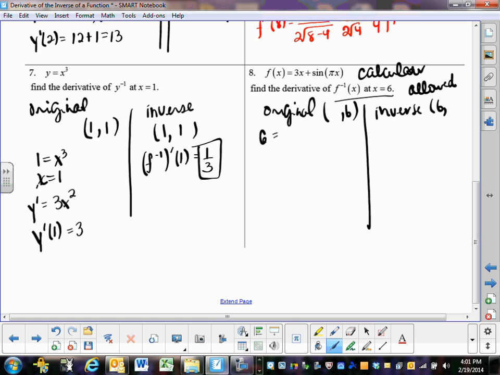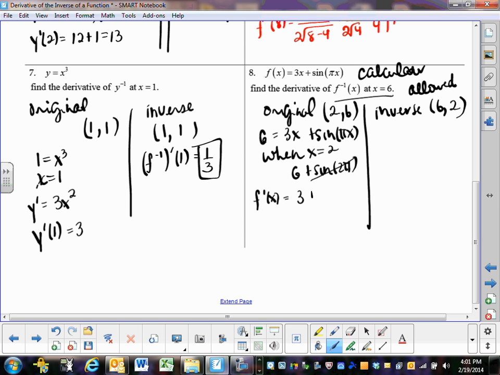Okay, so on here we have the inverse function has x equal to 1, which means the original function has to have a y equal to 1. So we set 1 equal to x cubed and get that x has to equal 1. So on each curve we have the point 1, 1. The original derivative is 3x squared. The original derivative at the point 1, 1 is 3. So the inverse derivative at 1 is 1/3.